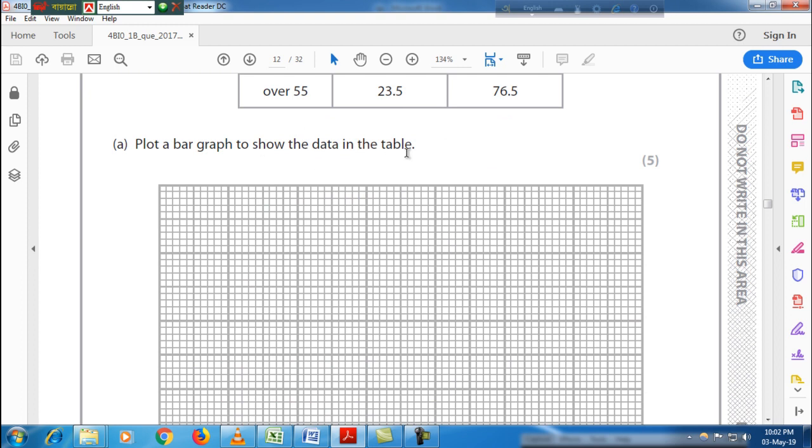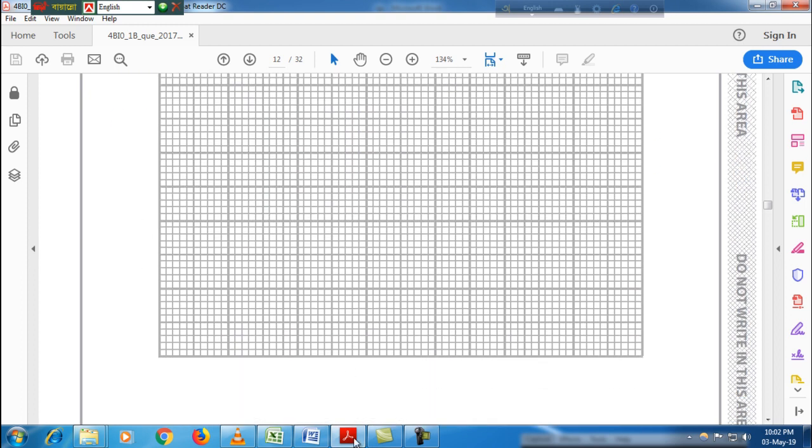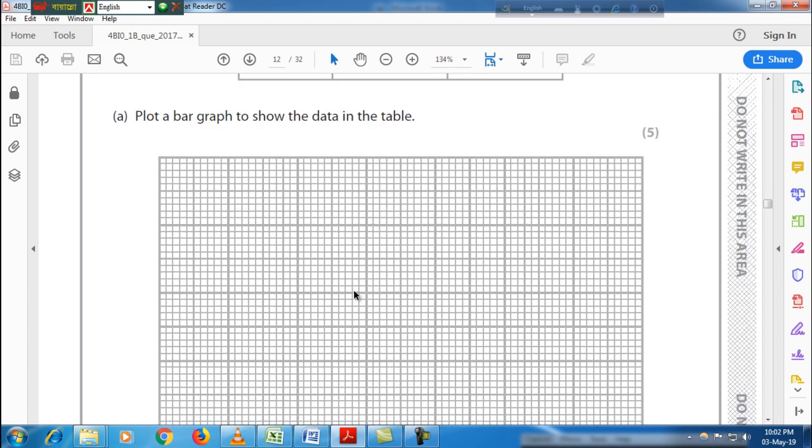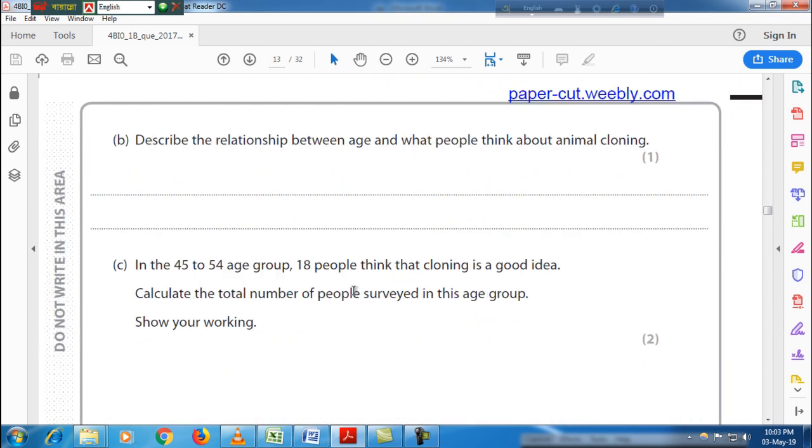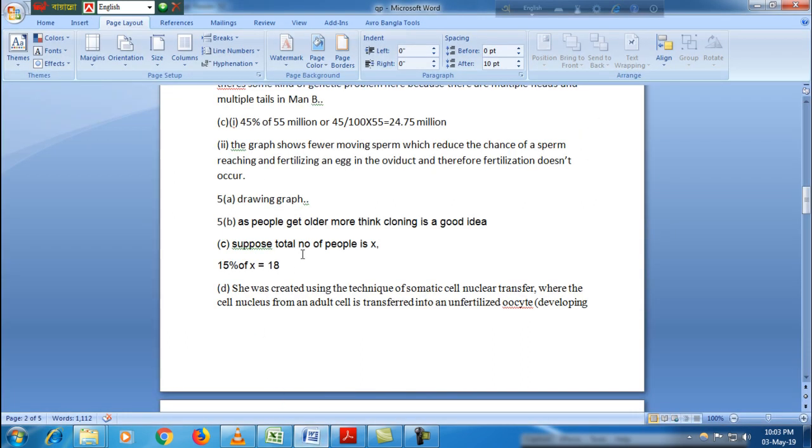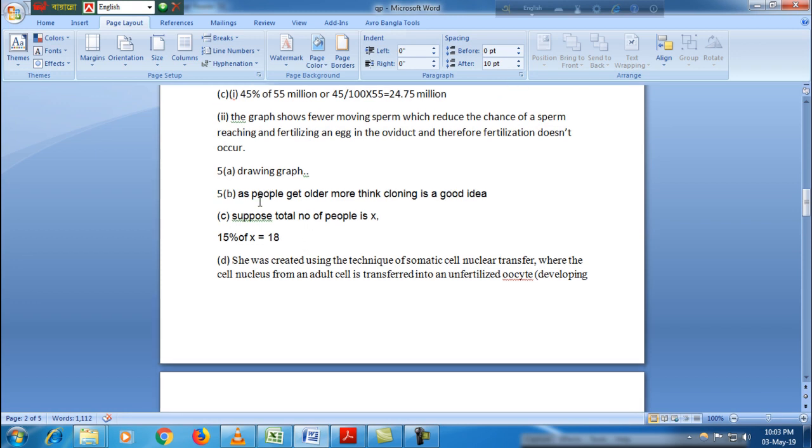Plot a bar graph to show the data in the table. I think you guys can do it by yourself. The bar graph is very easy. And the next question is B. Describe the relationship between age and what people think about animal cloning. We are seeing from the chart that as people get older, more think cloning is a good idea.